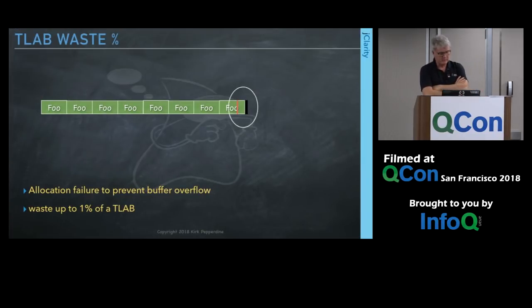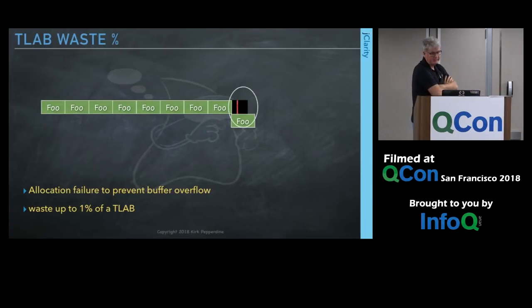Well, I'm allowed to waste up to 1% of the TLAB, which basically means that once I pass that red line that I've drawn up there, which is not representative of 1%, in case you didn't notice. So not to scale, is that what they say? So we're allowed to waste up to that, which basically means if we're past that threshold, they're saying, okay, now let's go get a new TLAB and start allocating into the new TLAB. So we get some memory wastage here.